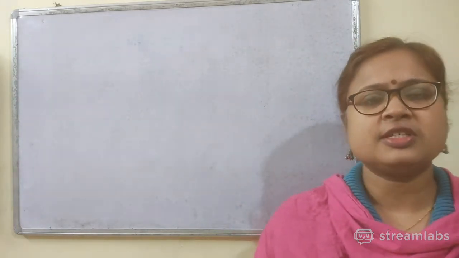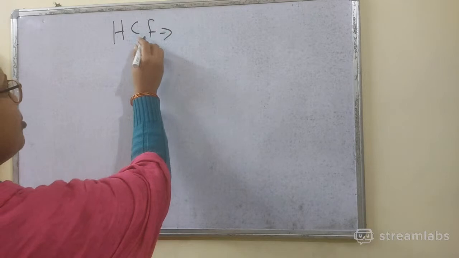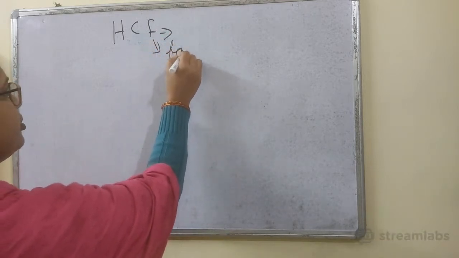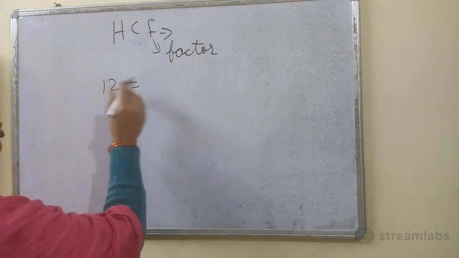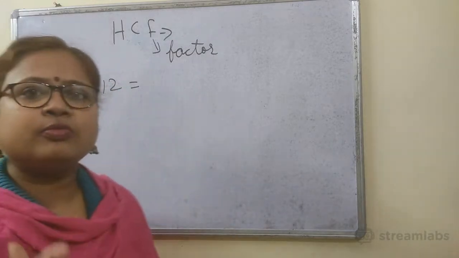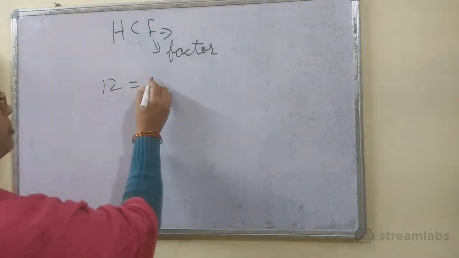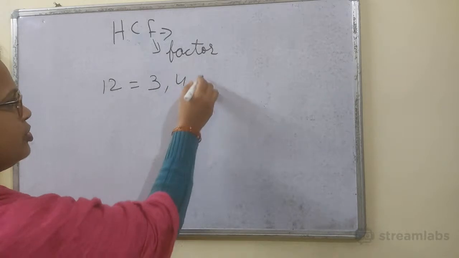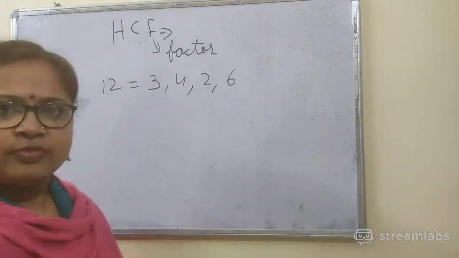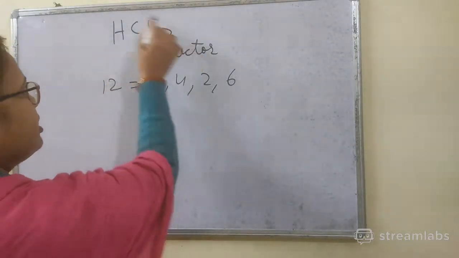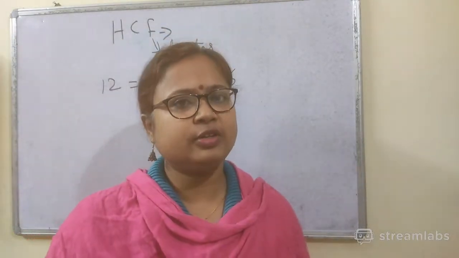HCF means what? HCF means highest common factor. Clear? This is factor. Okay, what is a factor? Like 12. Which are the numbers that can divide 12? 12 can be divided by 3, clear, 4, 2, 6. So they are the factors of 12. Clear? So in this HCF, we find the highest common factor between two numbers or more than two numbers.